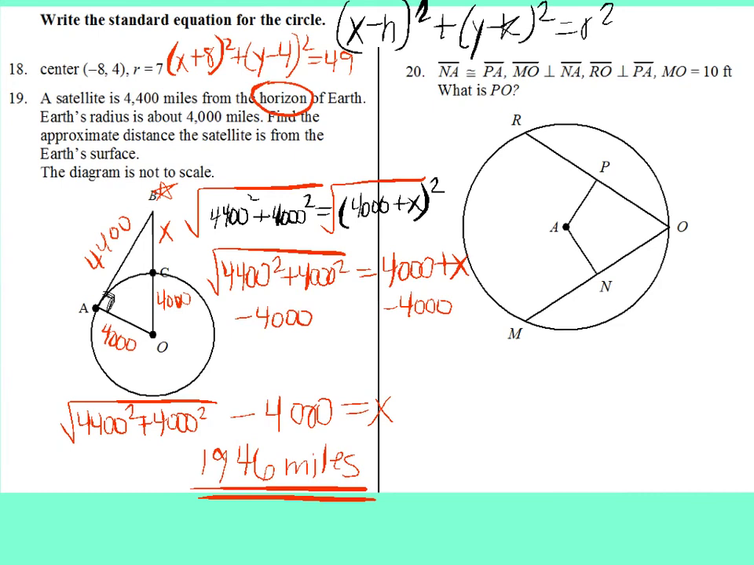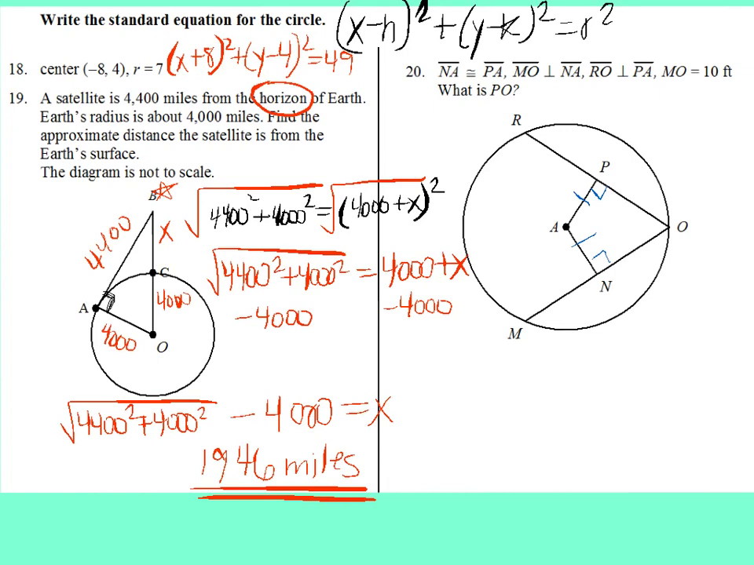So try it in your calculator, make sure you get that answer. Alright, let's look at number 20. Number 20 says, segment NA is congruent to segment PA. So we're going to put little congruent marks on here. Says segment MO is perpendicular to segment NA, and segment RO is perpendicular to segment PA. Says measure of MO is 10 feet, and we want to find what PO is.